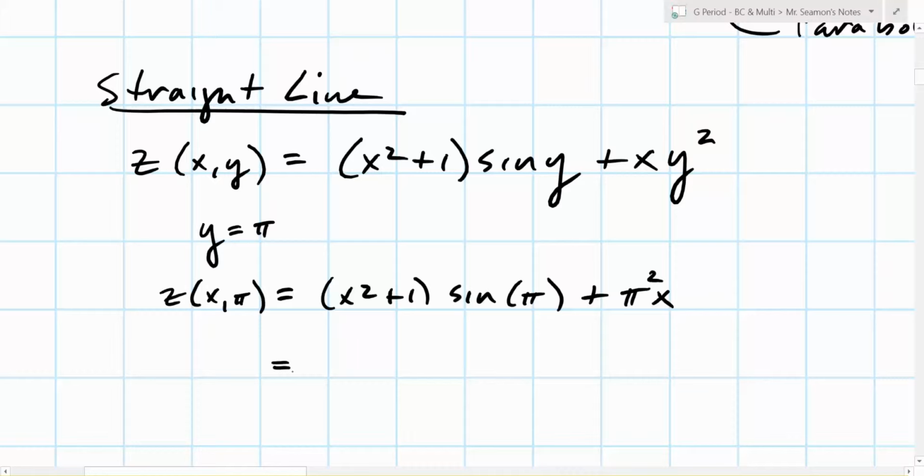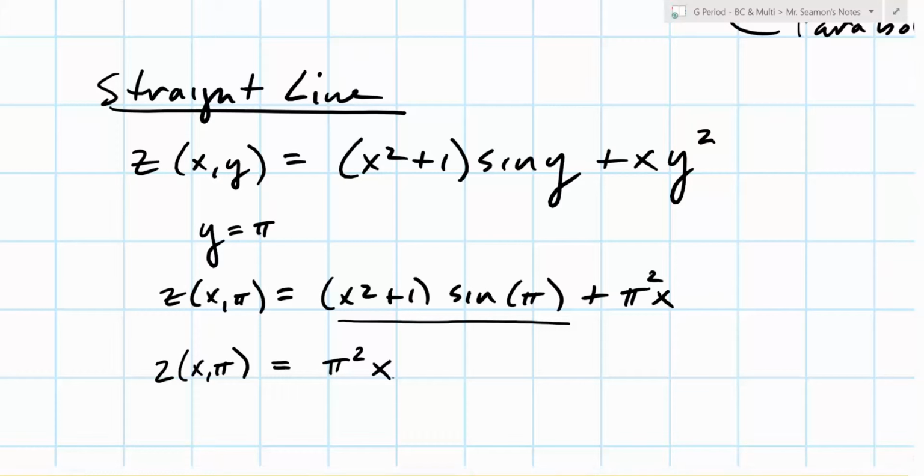What is sine of pi? 0. So what happens to this first thing right here? It's 0. So you end up with z of y is equal to pi squared x. So that's a constant times x. Z is equal to a constant times x. Is that a straight line? Yes.